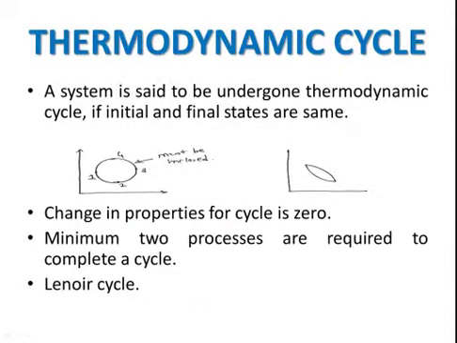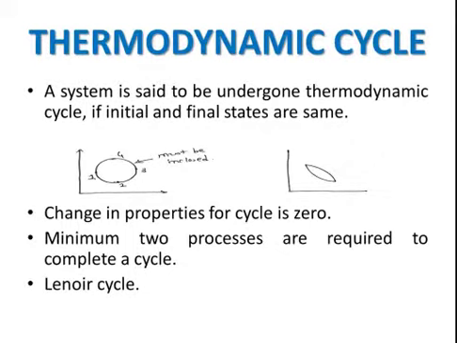Then the next topic is thermodynamic cycle. A system is said to be undergoing a thermodynamic cycle if the initial and final states are the same. So we can consider a process in a circle which starts from state 1, then 2, 3, 4, and ends up with state 1 only. So whatever the process, it must be enclosed, and the change in properties for a cycle is 0 in this case because it ends up at the starting point. So we can say that the change in property is 0 in case of a cycle.